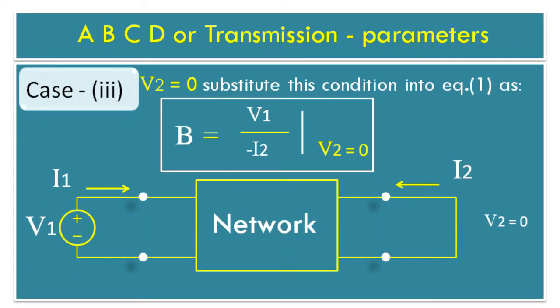Let's study case 3 of transmission parameters. Now substitute voltage V2 equal to 0 into equation 1 of ABCD parameters. We get transmission parameter coefficient B is equal to V1 upon minus I2, where voltage V2 at port 2 is 0. Now refer to the network diagram. Voltage V2 equal to 0 means port 2 is short circuited and we are obtaining coefficient B at port 1 and 2 using voltage V1 and current I2.